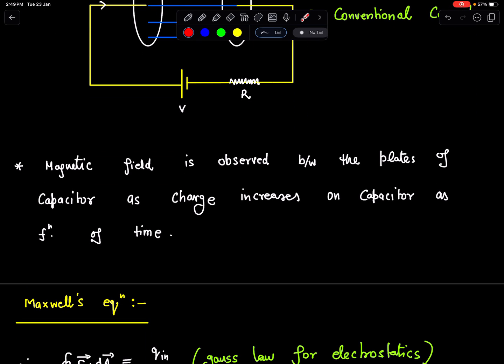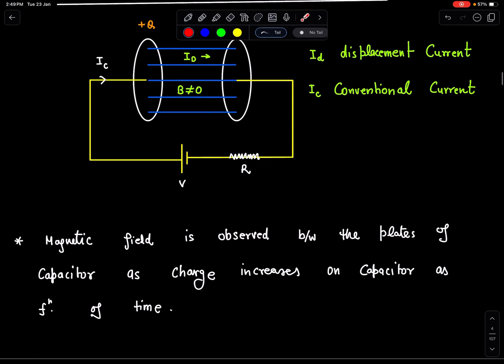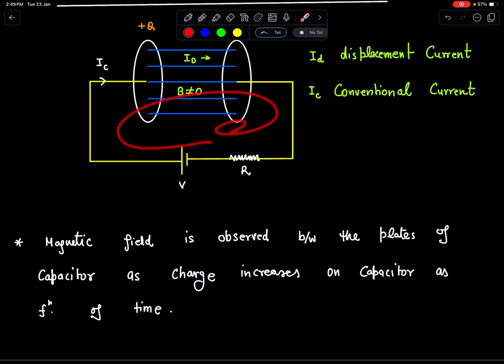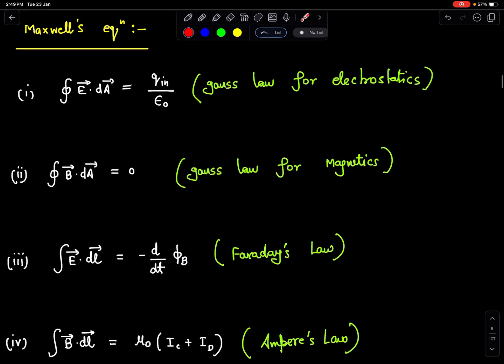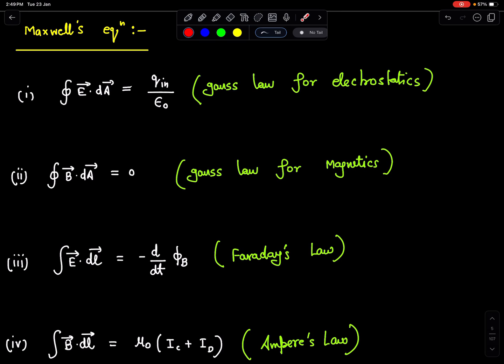Magnetic field is observed between the plates of the capacitor as charge increases on the capacitor as a function of time. So it is like charging of a capacitor. We'll come to this part. Before that, we need to discuss these four fundamental equations of electromagnetism.